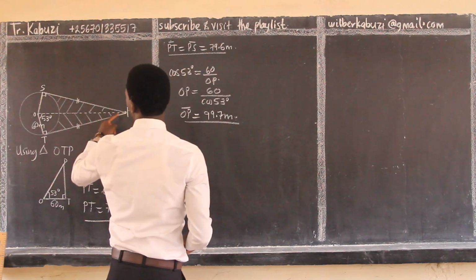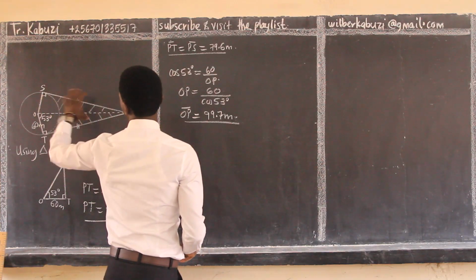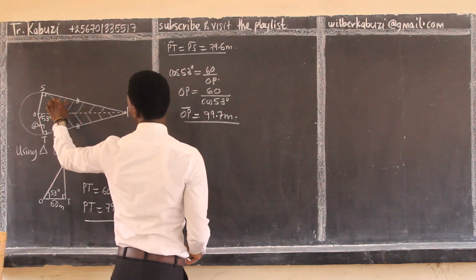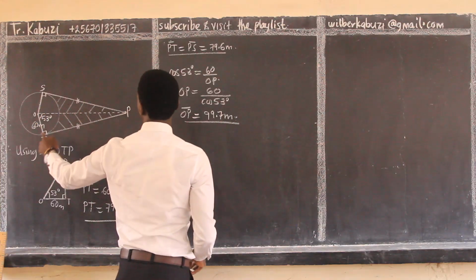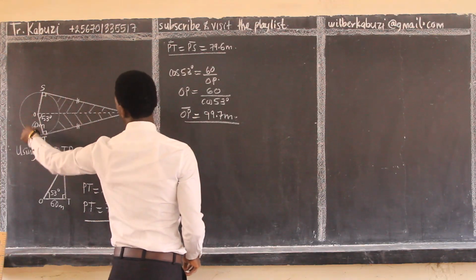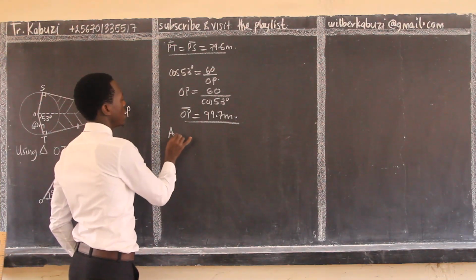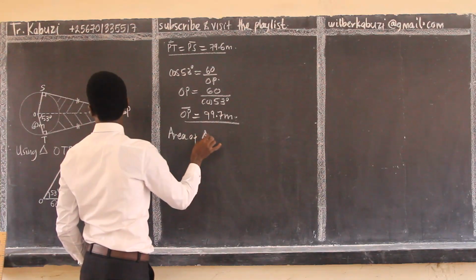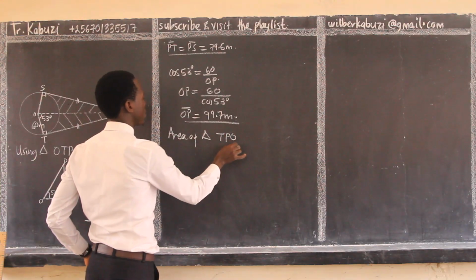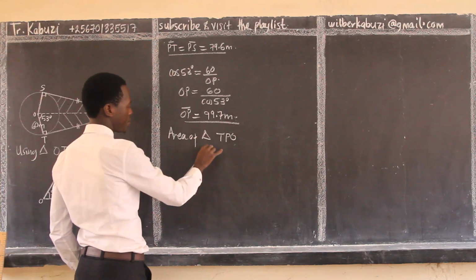Now we need to calculate the area of this region. We are first going to calculate the area of the whole of this, then we calculate the area of this sector. If you subtract the area of this from this area, we shall get the remaining area. Remember, this area is the same as this. So if I calculate the area of this and multiply by 2, I'll get the area of the whole thing, TPSO. So I first get the area of triangle TPO.